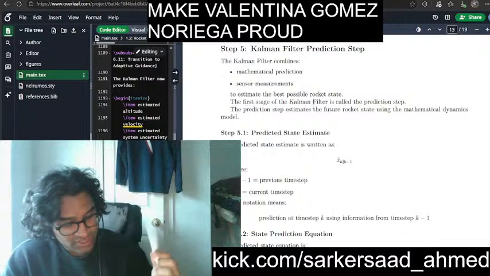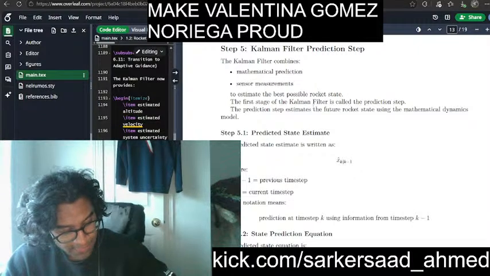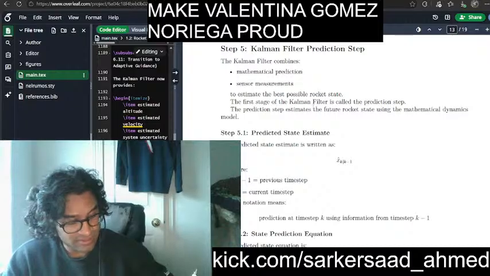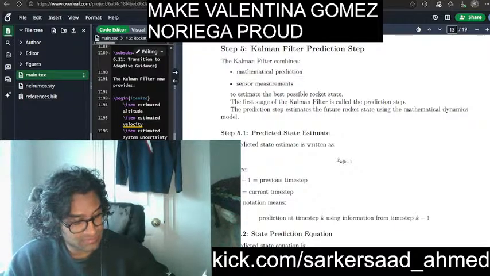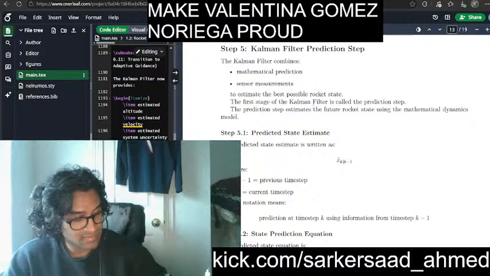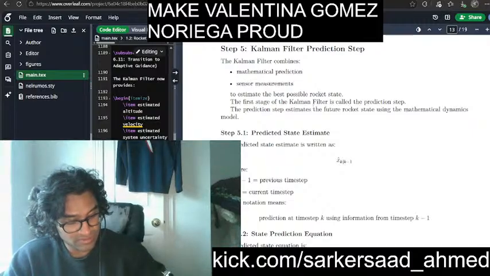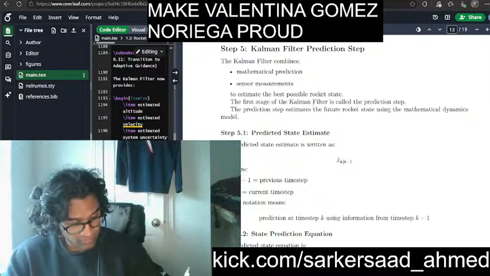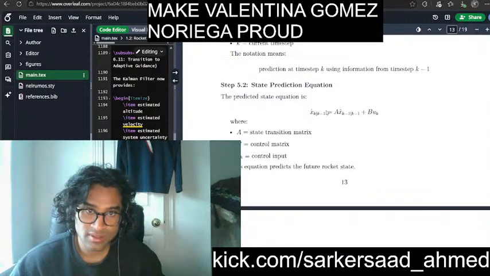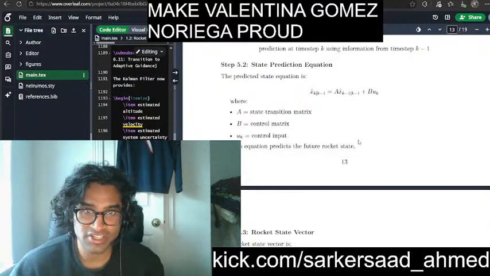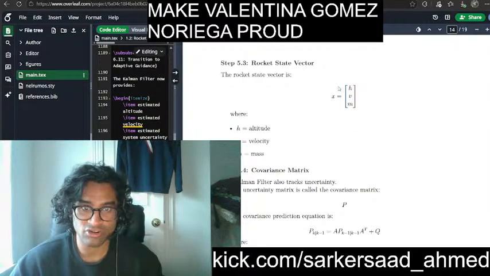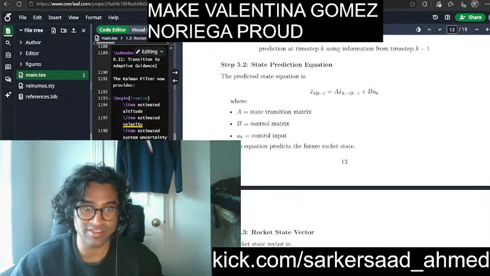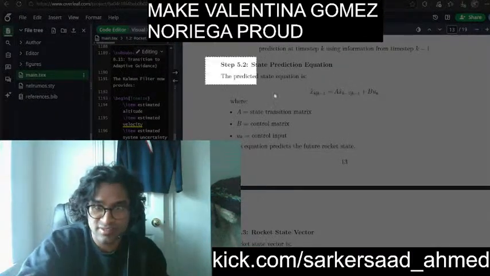So, this is the prediction for the current state vector time step and previous state vector time step. What's this? The predicted state equation is that on the rocket state vector. Oh, I know what covariance matrix is. Yes, I do know what covariance. Thank God I know what covariance matrix is.